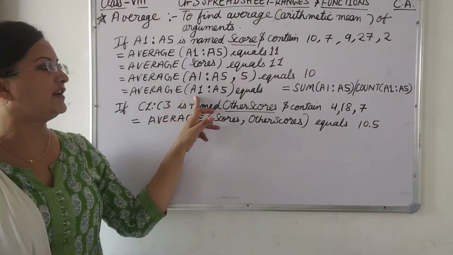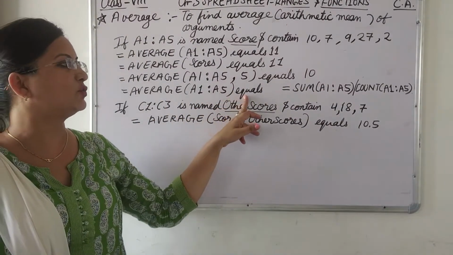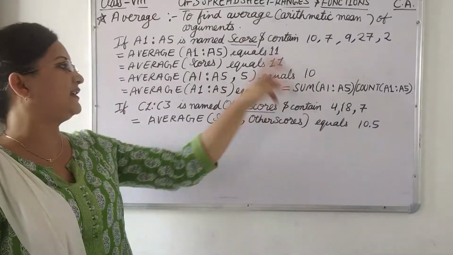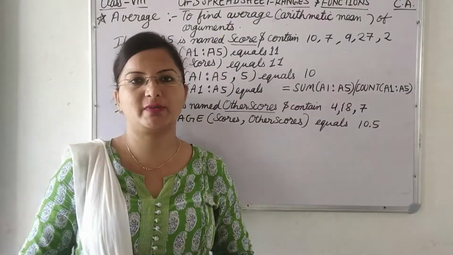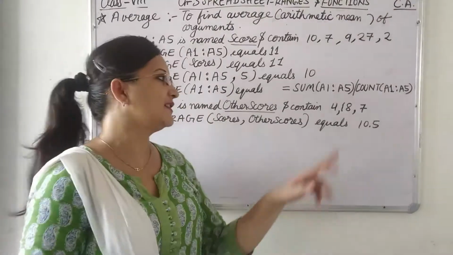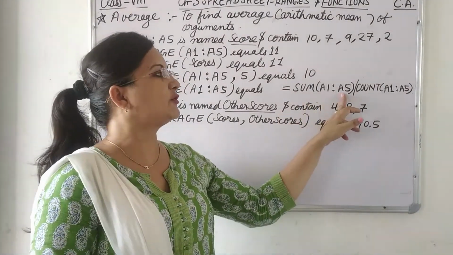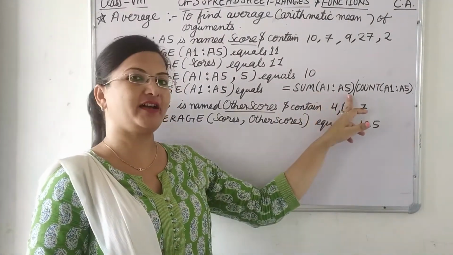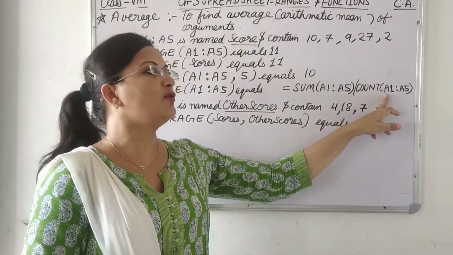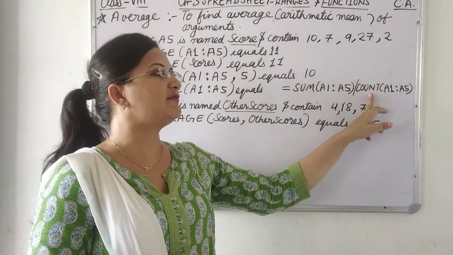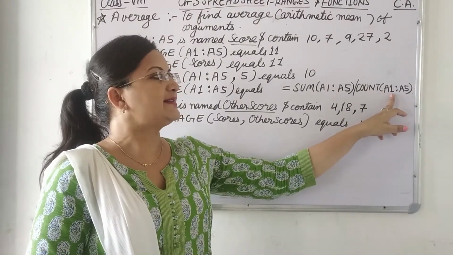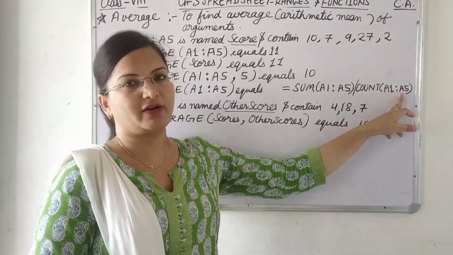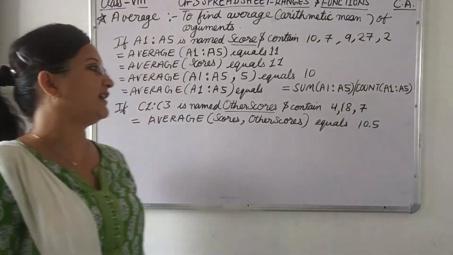Now for the average of A1 to A5, we can also use another formula in place of this. As we all know, average means the sum of arguments divided by the number of arguments. So we can simply write SUM(A1:A5) divided by COUNT(A1:A5). COUNT is a function that we will study after this, and count means simply counting the number of cells given in the range.